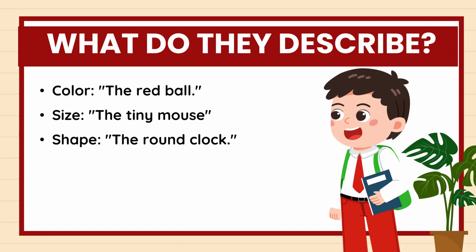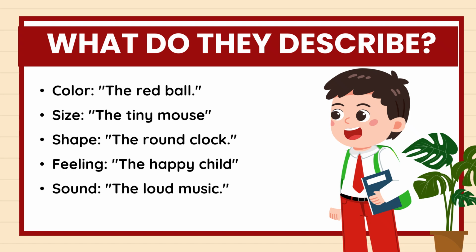Next, we have shape, the round clock. The word round is used to describe the shape of the clock. So, the word round is an example of an adjective. Next, feeling, the happy child. So, the adjective in this sentence is the word happy. Sound, the loud music. So the word loud is an adjective. And lastly, the taste, the sweet apple. So the word sweet is an example of an adjective.